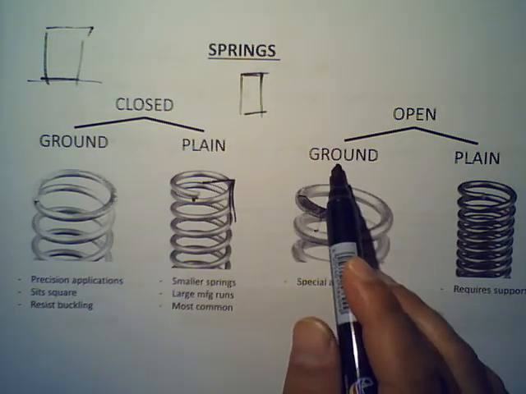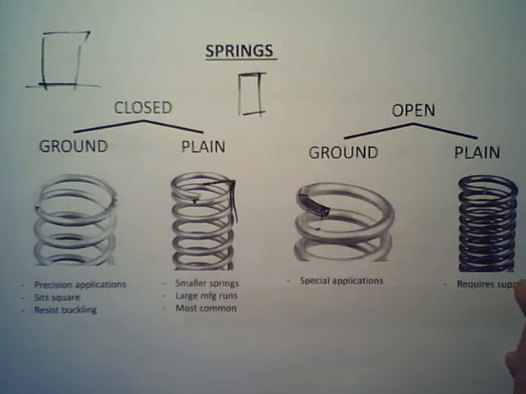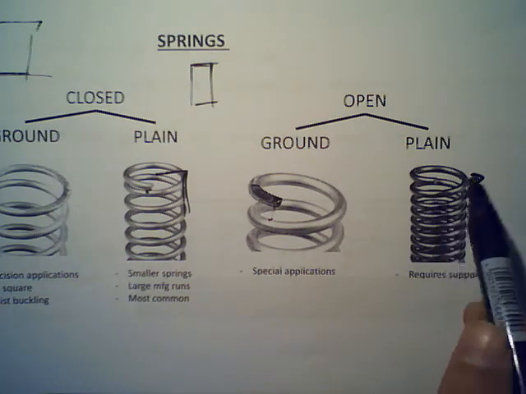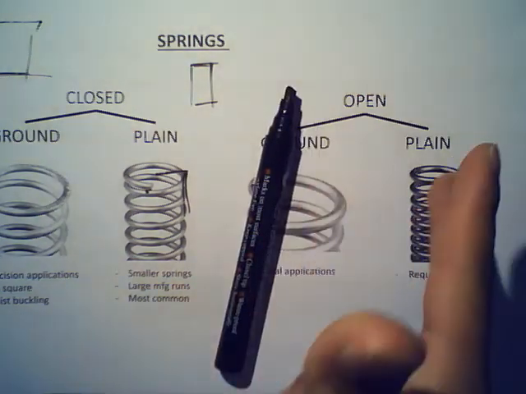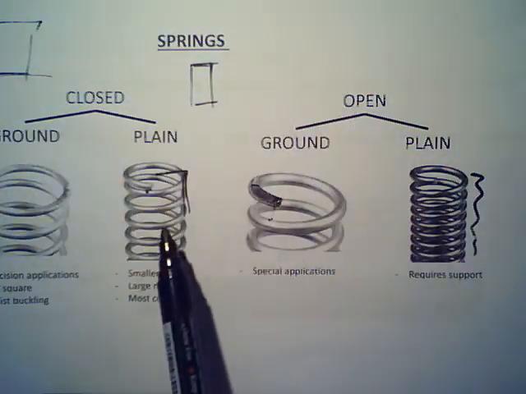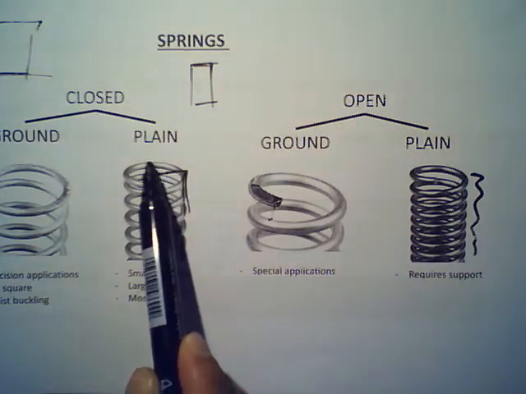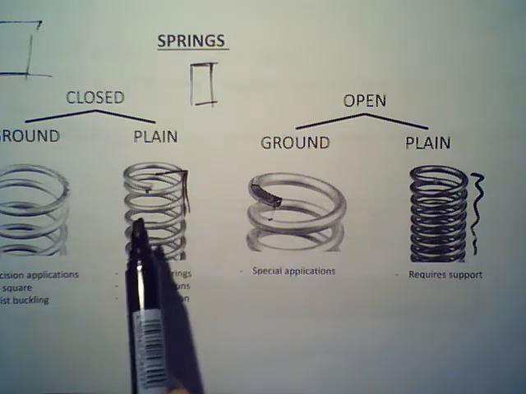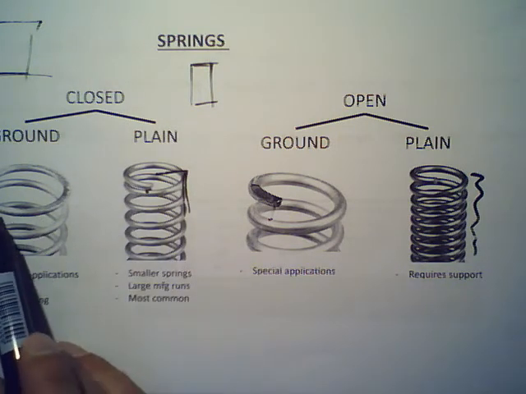So open could be ground, and then open could be plain. Open and plain are the cheapest type of springs. This is just a spring where you simply come in and cut the wire like that. Here you are doing this horizontal operation. Here you are closing the last helix of the spring.